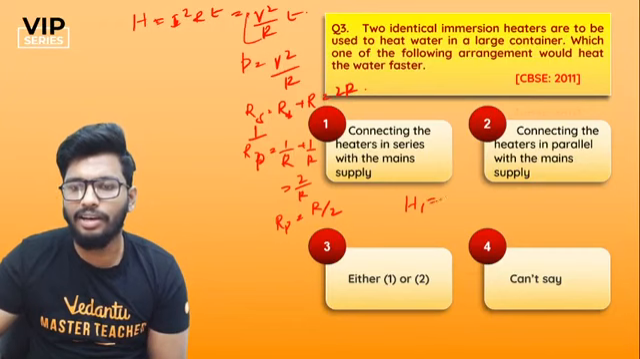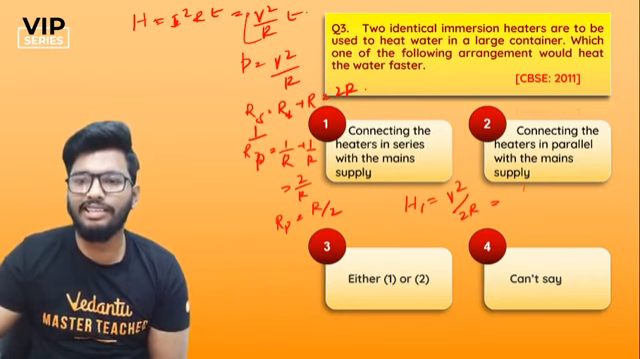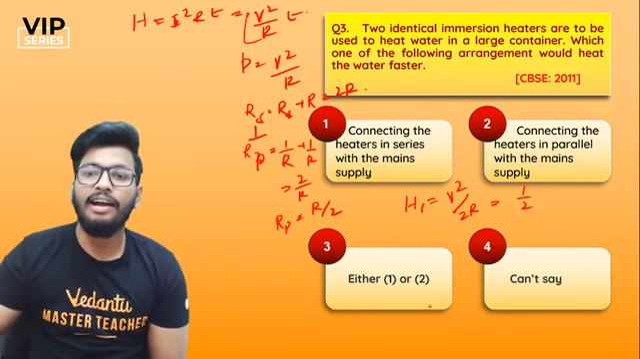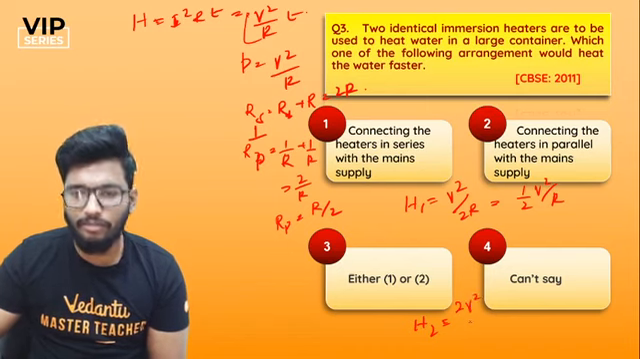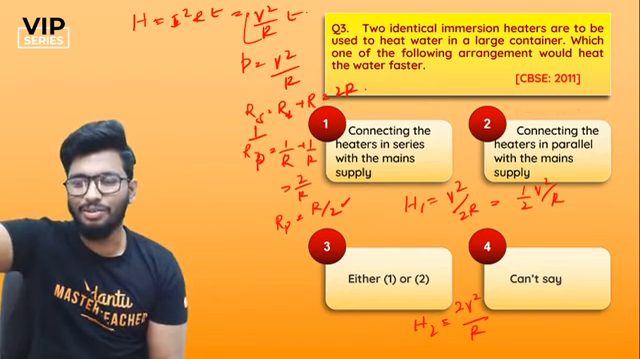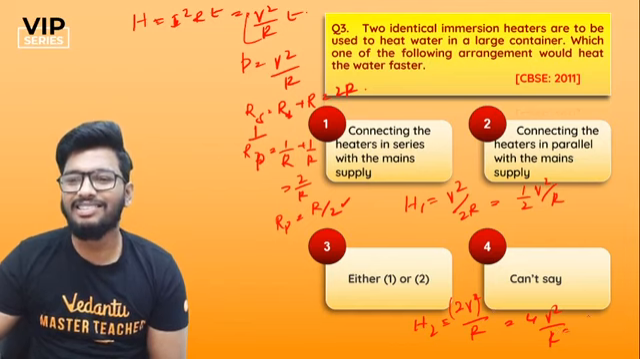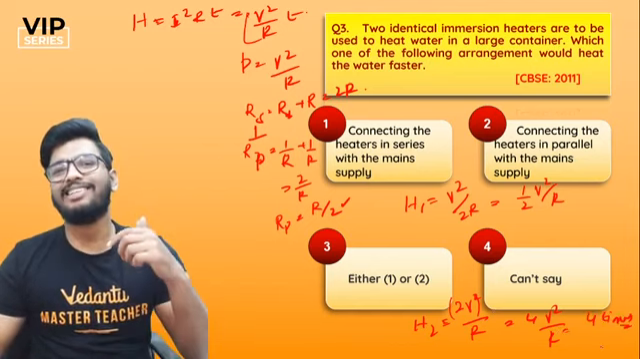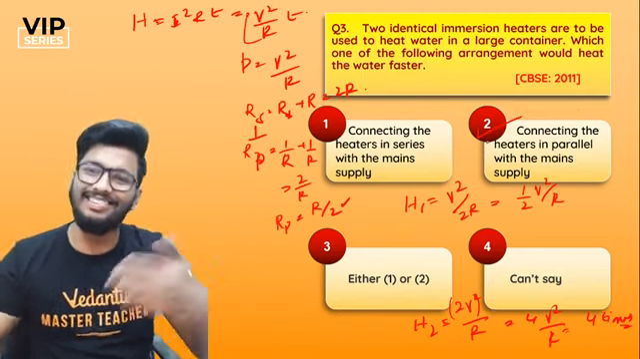So for the first one, H1 is equal to V square divided by 2R. So what is the heat energy produced? That's 1 by 2 V square by R. For the second one, however, it will be V square divided by R by 2, because RP is R by 2. So take 2 to the numerator. It will be 2 into V square by R. So you'll get 4 times. So basically guys, if you connect it in parallel, then the heat energy produced would be more. So the right answer would be option number B.